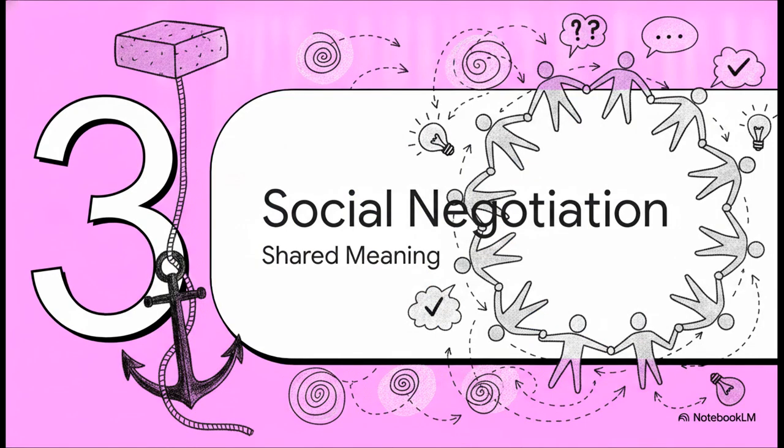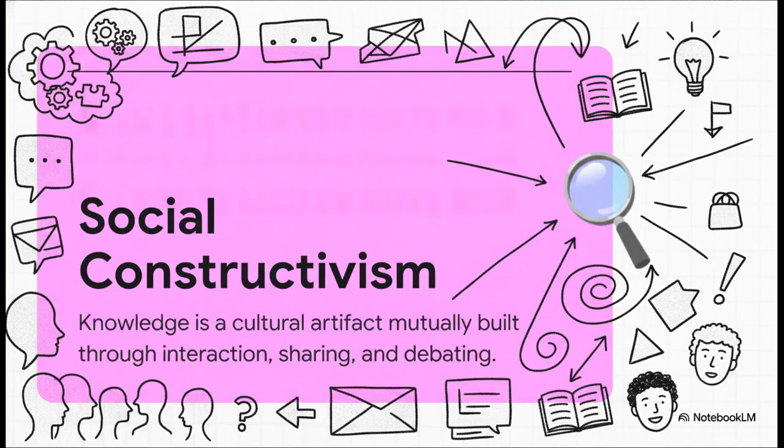Let's move to Section 3, and this is a big one, the social negotiation of meaning. With our foundation set and our anchor locked in place, we get to design the commons, the shared spaces. This is the absolute heart of a social constructivist environment. If you want a space where students really have a chance to negotiate meaning, you have to remember Lev Vygotsky's theory.